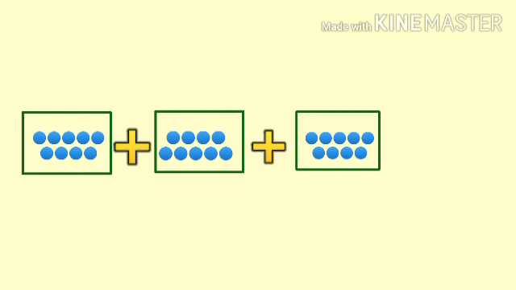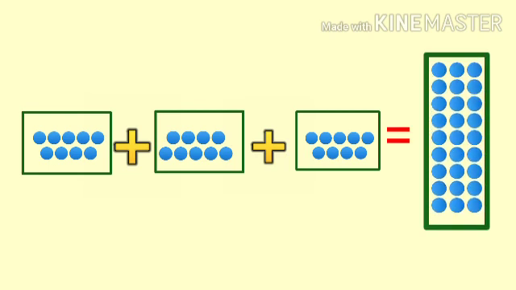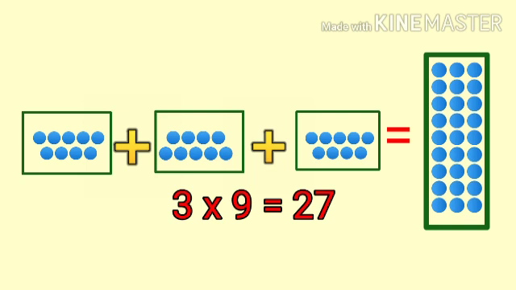Now we are adding 3 boxes with 9 dots. That means each box has 9 dots. Now we are adding 9 dots repeatedly by 3 times. Then we get 27 dots. But it is a difficult process. It's very difficult to do. So we can use 3 nines or 27 instead of this repeated addition. Here 3 represents the number of boxes, 9 represents the number of dots in each box, and finally 27 represents the result of this operation.